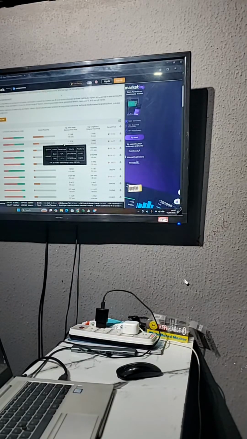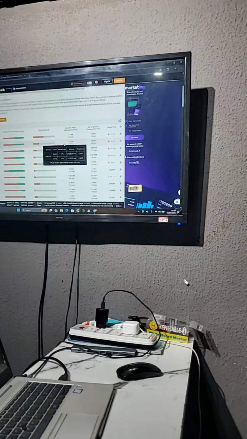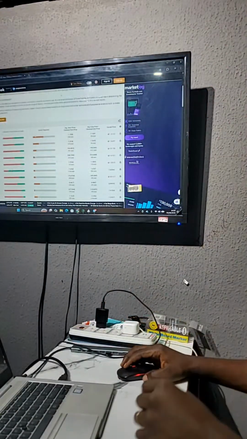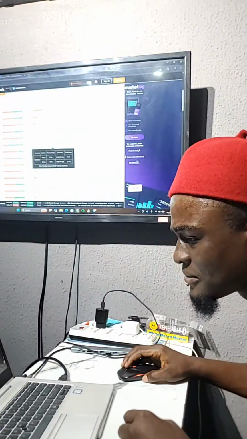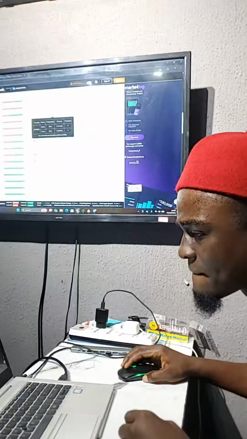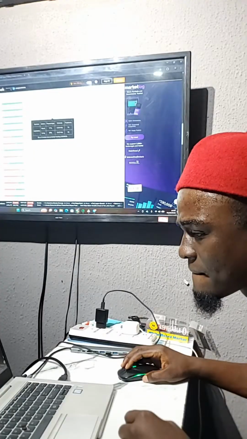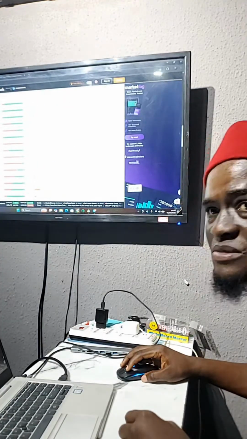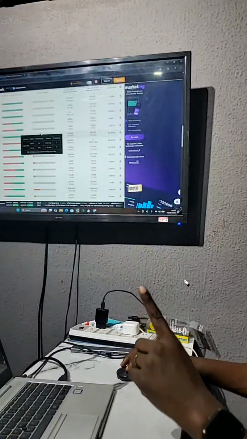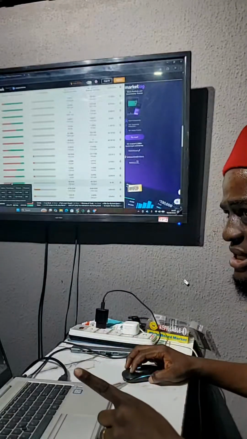From this sentiment, what are we looking for? Okay, we are looking for gold. The symbol of gold is XAUUSD. So you scroll down until you find gold. If you observe, once you see your gold, you don't see it from your own side.